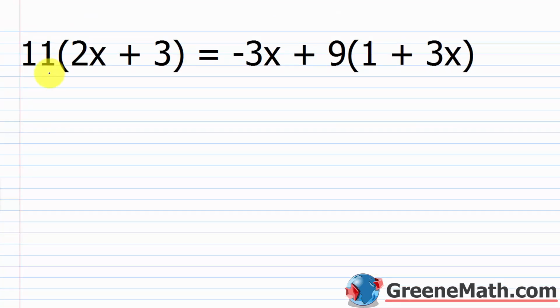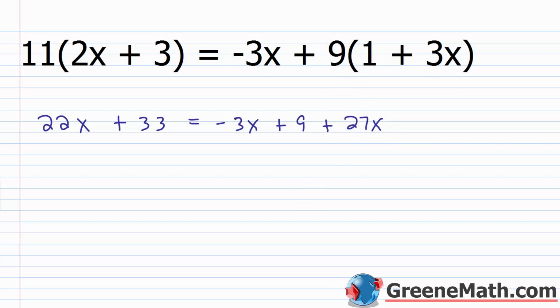All right, let's go ahead and take a look at another one. So we have 11 times the quantity 2x plus 3 is equal to negative 3x plus 9 times the quantity 1 plus 3x. Again, we want to simplify each side separately to start. So on the left, I'm going to multiply 11 by 2x, that's 22x. Then plus 11 times 3 is 33. This equals, you have negative 3x. Then plus 9 times 1 is 9. Then plus 9 times 3x is 27x.